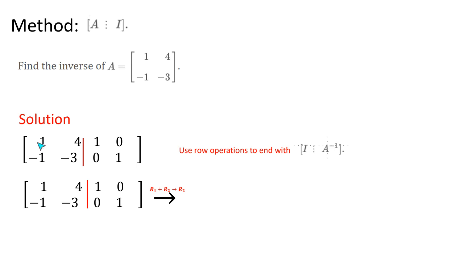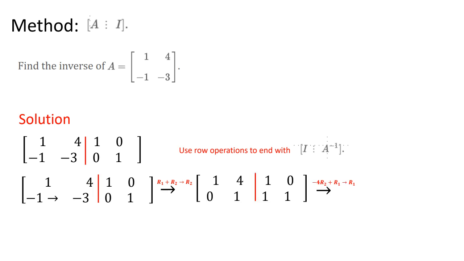I want to make sure I have a 1 here, which I do. And then now I need to make whatever's below the 1 a 0. So I'm just going to add these two. 1 plus -1 would give me a 0. So that's what I have here. Row 1 plus row 2. And then our answer, we put it in row 2.